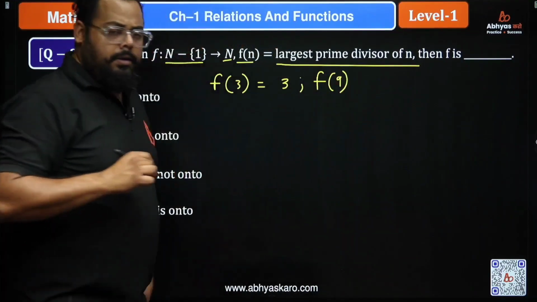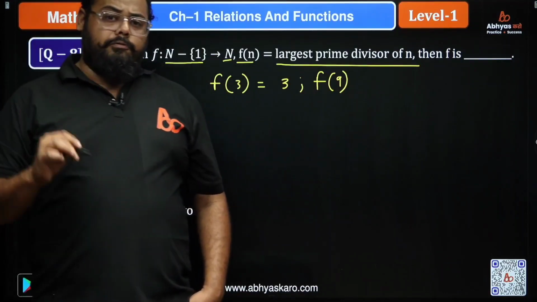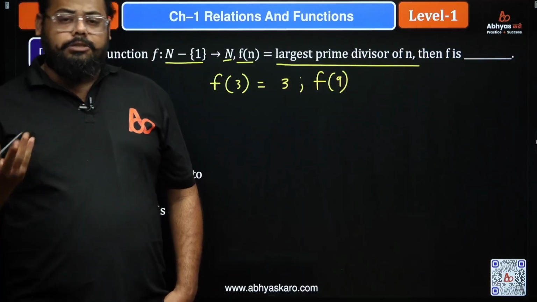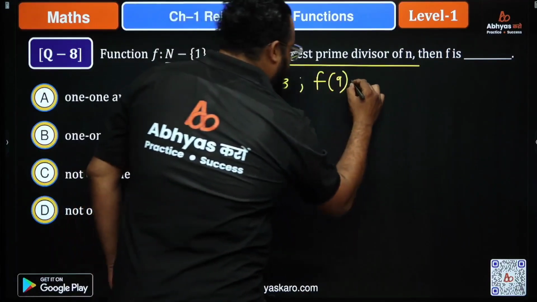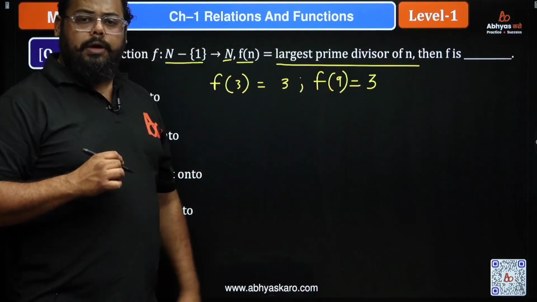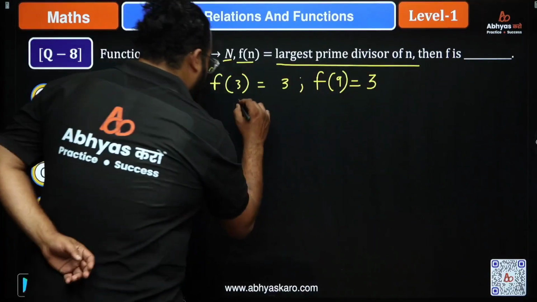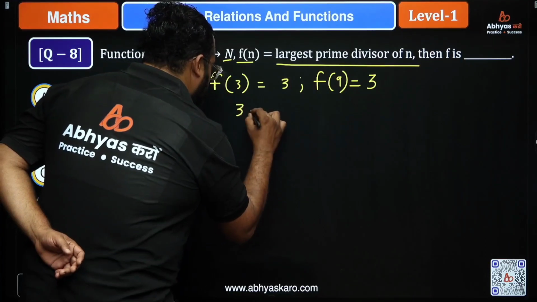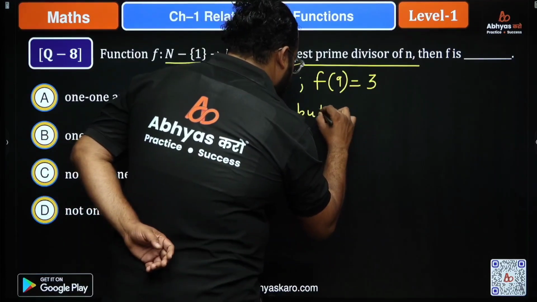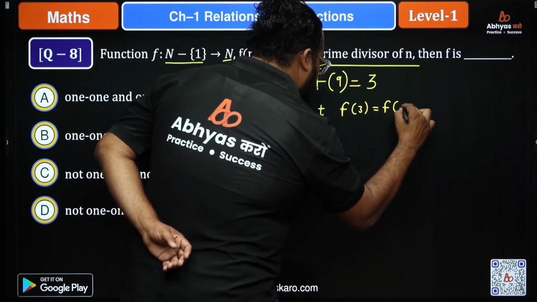9. 9 के फैक्टर्स कौन से है? 1, 3 and 9. इसमें से प्राइम फैक्टर कौन सा है? 3. It is the only prime factor the 9 has. And is it the largest? Obviously. So f of 9 will also become what? 3. So for two different input values, you get the same output value, yes or no? So you will write 3 is not equal to 9, but f of 3 is equal to f of 9.